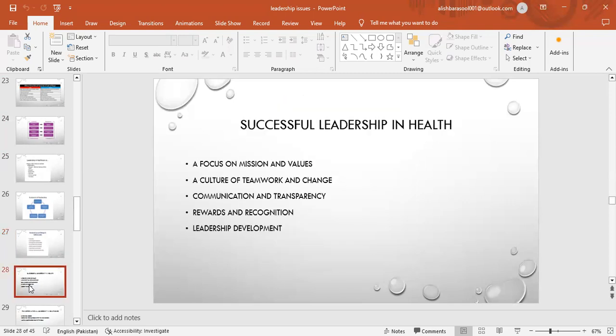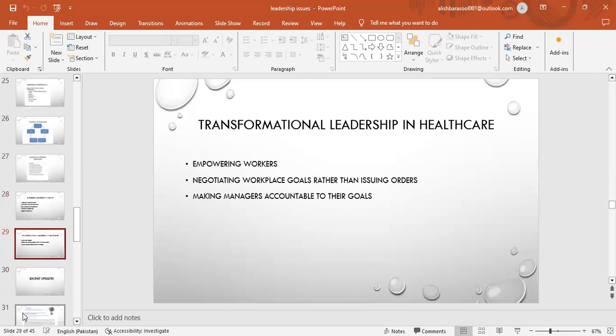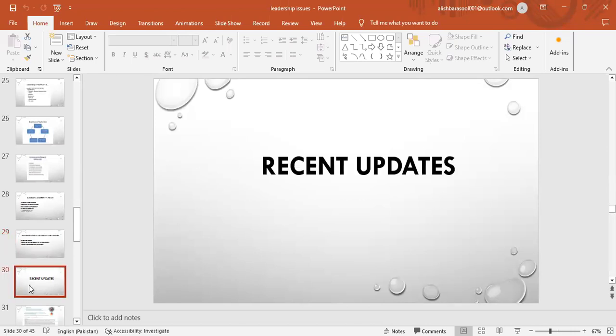Successful leadership in health: a focus on the mission and values, a culture of teamwork and change, communication and transparency, rewards and recognition, and leadership development. Transformational leadership in healthcare: empowering workers, negotiating workplace goals rather than issuing orders, making managers accountable to their goals. Recent updates.